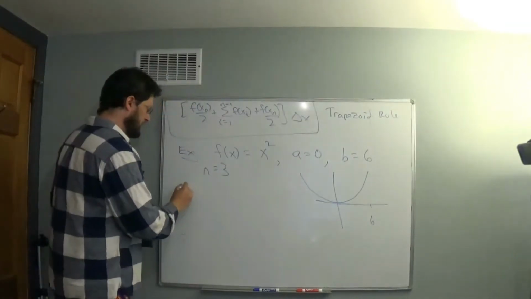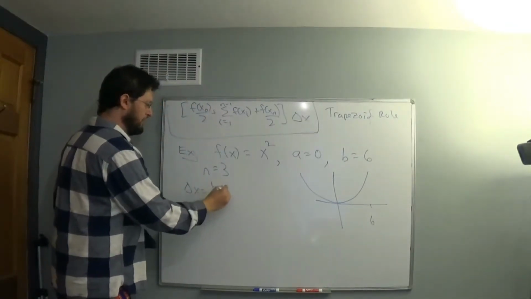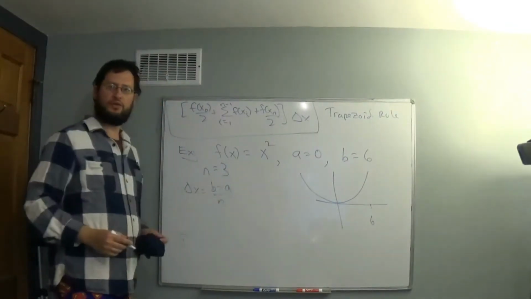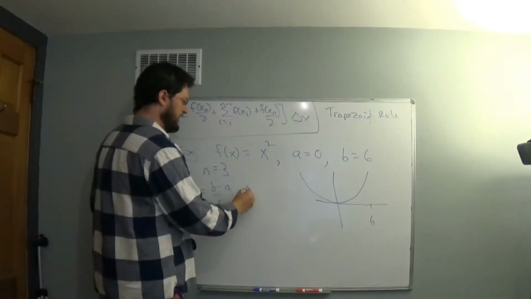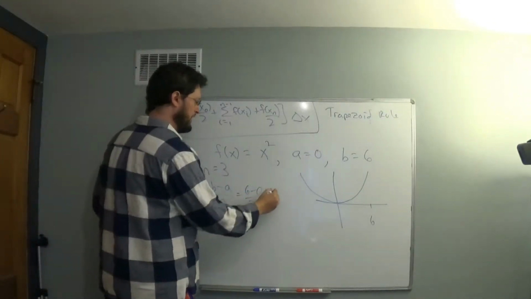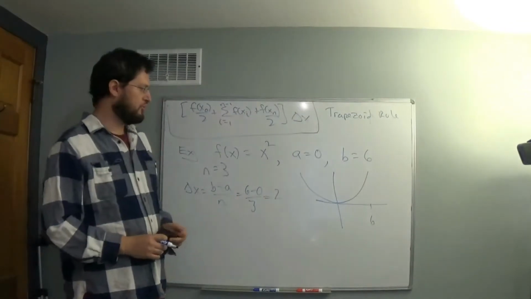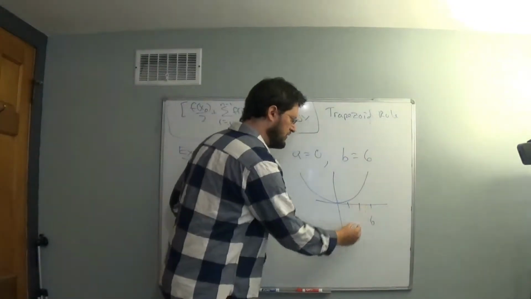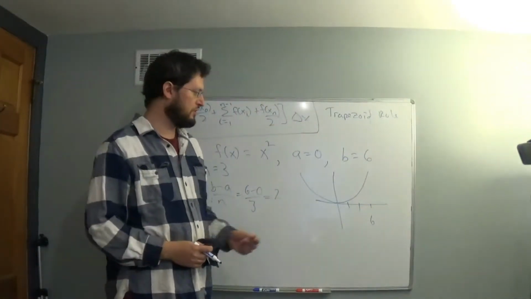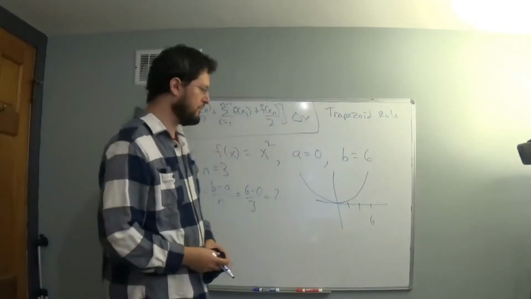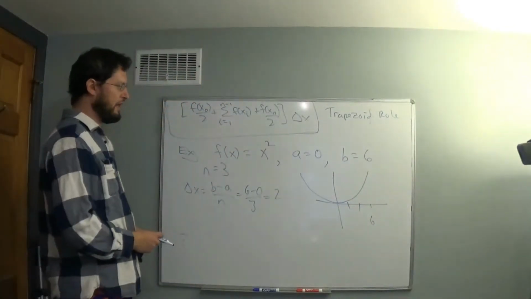But remember, the delta x is always in formula form, b minus a over n, which in this case is 6 minus 0 over 3, which is 2. So delta x is 2. Each of those is 2. If we're making 3 trapezoids, we're taking 6 divided by 3. In general, b minus a over n.